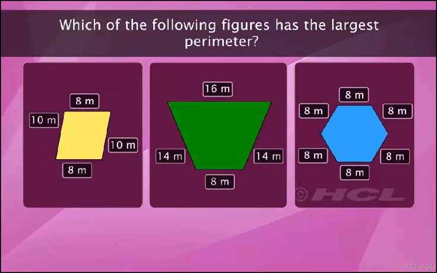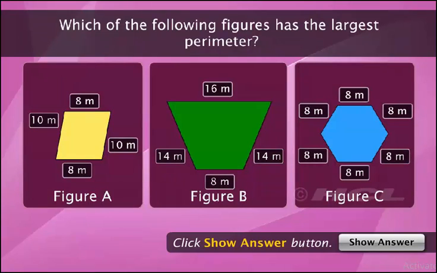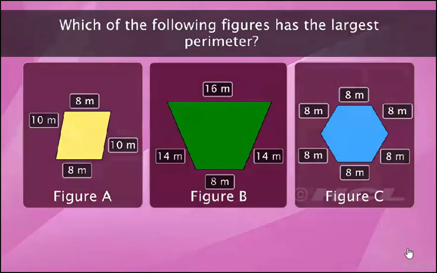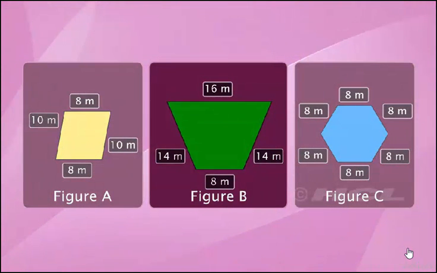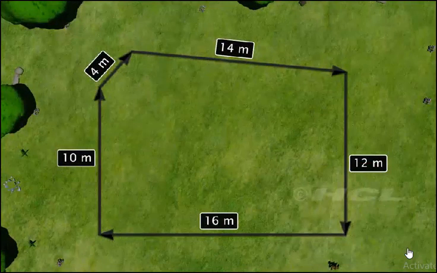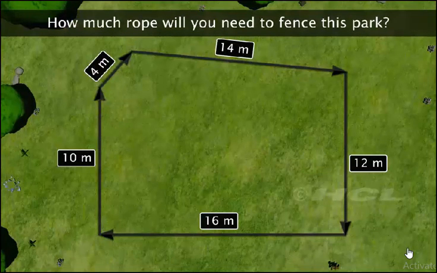Which of the following figures has the largest perimeter? Figure A, Figure B, or Figure C? Figure B has the largest perimeter. How much rope will you need to fence this park?